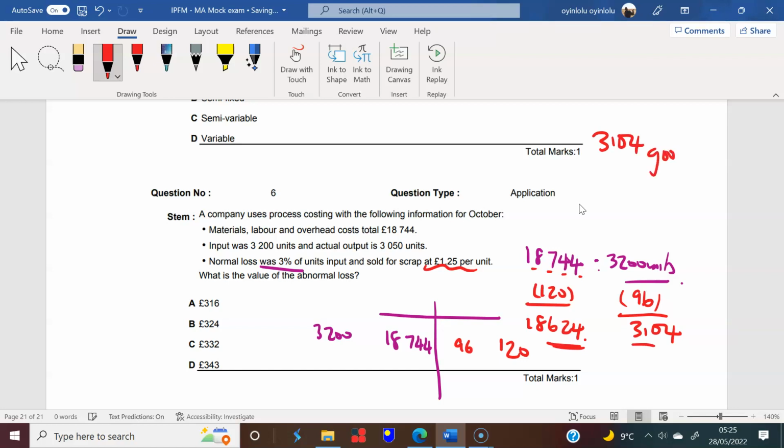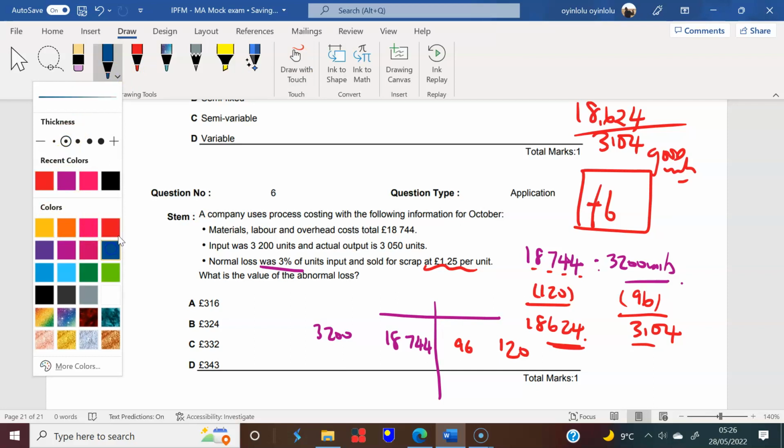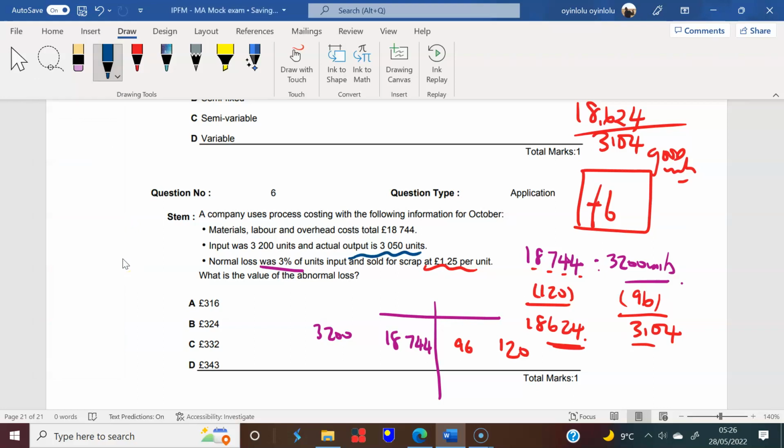So you have 3,104 good units that are valued at 18,624. So the value of each of those good units is 18,624 divided by 3,104. This is your standard cost, £6. That's your standard cost of making a unit, £6. Now, if you have any deviations, which is what we're really interested in, we can now analyze that. It tells us that actual output was 3,050. So if you were expecting 3,104 good units, but you have 3,050, it means that some of the units went bad.